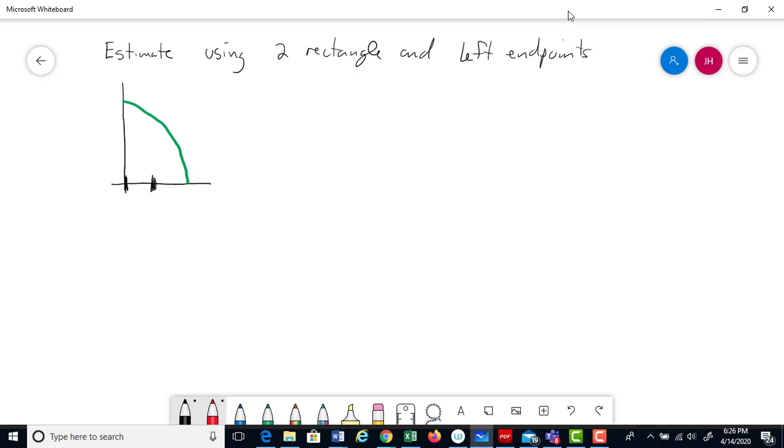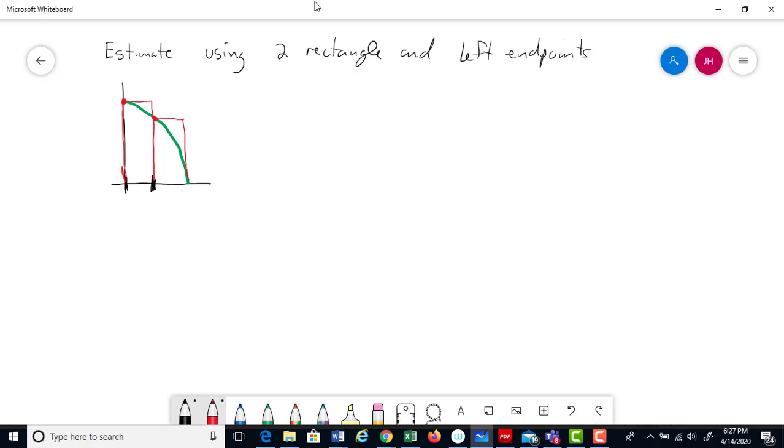So when I set up these rectangles, I go up here, and if I'm going to use a left endpoint, I'm going to stop when the left side of that rectangle hits the curve. So the left part of this rectangle is intersecting the curve. And then for the next rectangle, the left side of this rectangle is going to intersect the curve, and this is going to be that one.